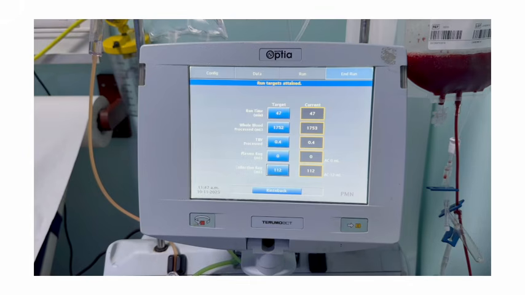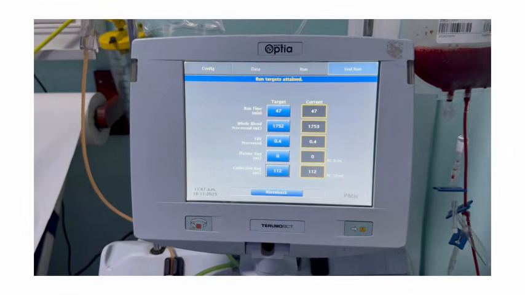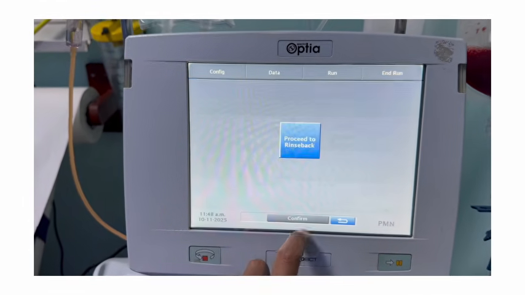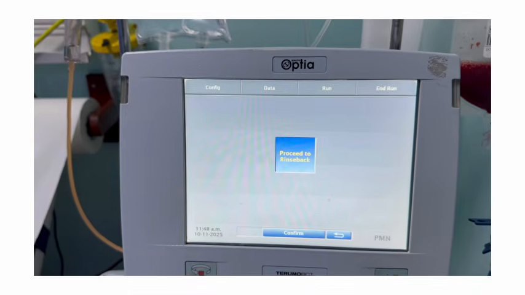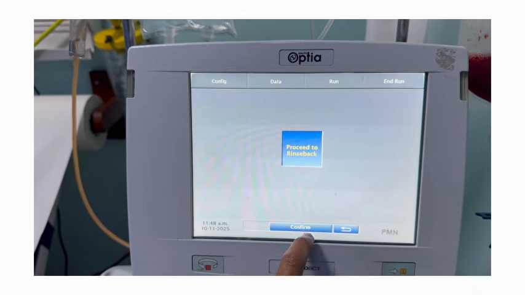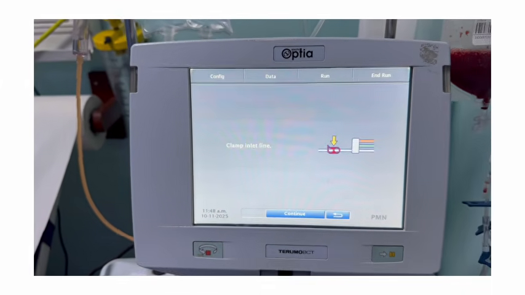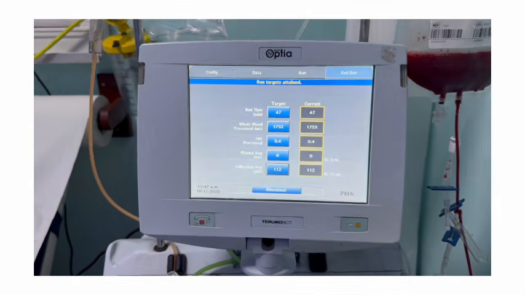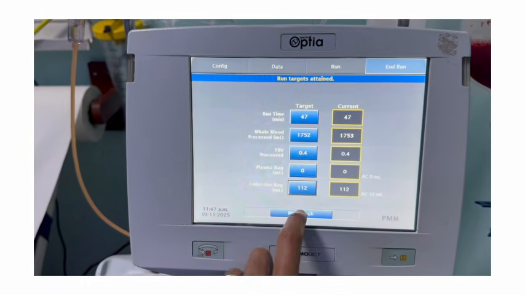So these are the run target values that have been attained. Total run time was around 47 minutes. The whole blood processed was 1753 ml, which corresponds to around 0.4 TBV of the donor, and 112 ml of the granulocyte product was also collected. After that, we proceeded to rinse back.